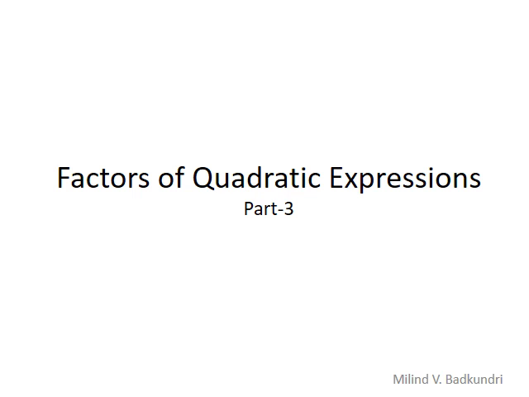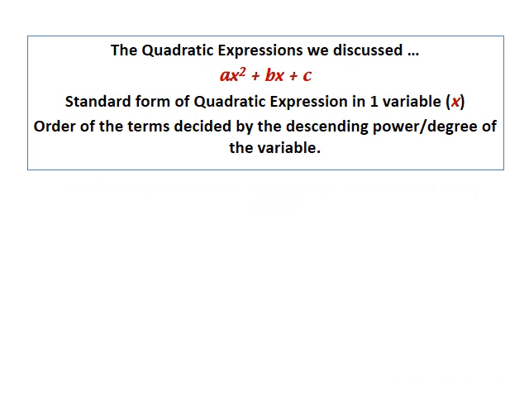Hi, I'm Milind, and in this video we will continue our discussion on how to find the factors of quadratic expressions. The quadratic expressions that we discussed were of the form ax square plus bx plus c, where a, b and c are numerical values which we saw. For example, in 2x square plus 5x plus 2, a is equal to 2, b is equal to 5 and c is equal to 2.